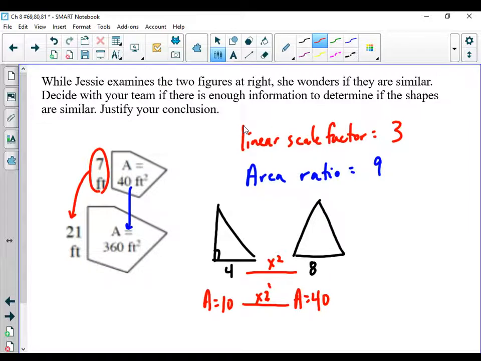Okay, so we can't rely on our eyes. We need a little bit more information. They'd have to tell me about the angles being the same, or they would have had to give me some more sides to check.